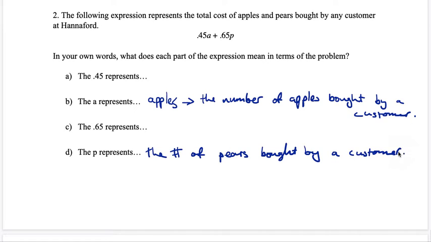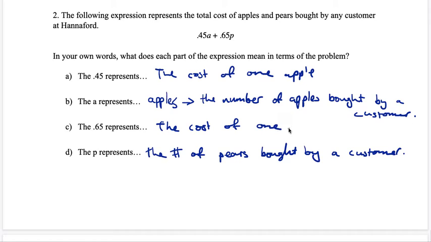Based on that information, we're now going to say that the 0.45 is for one apple. Like we said, replace that with a 1 and you've got it. So the cost of one apple, and this is the cost of one pear. So this 0.45 is the coefficient of A. This 0.65 is the coefficient of P. And A and P are our variables.